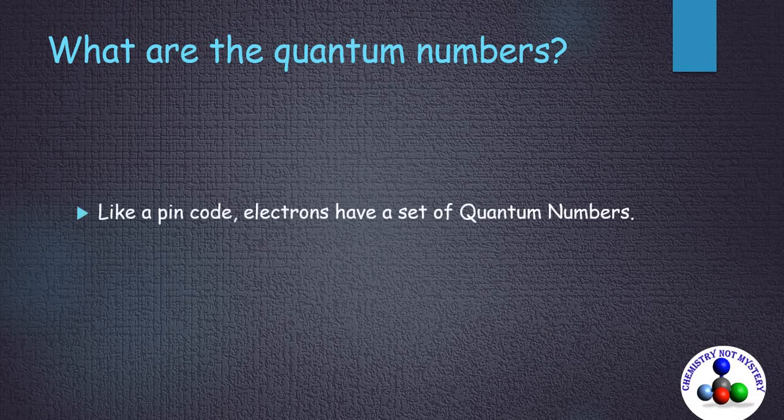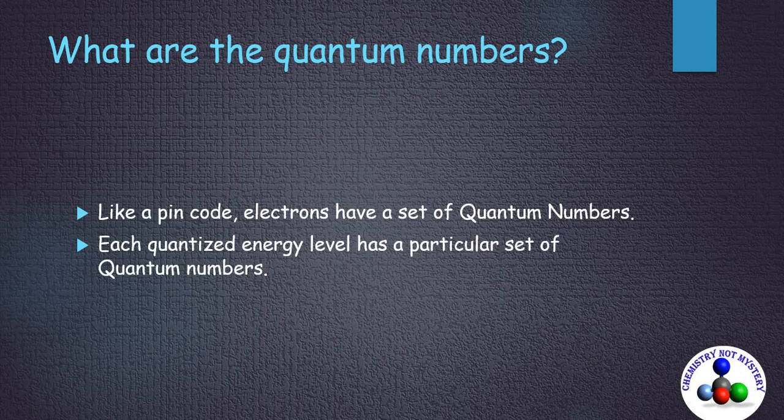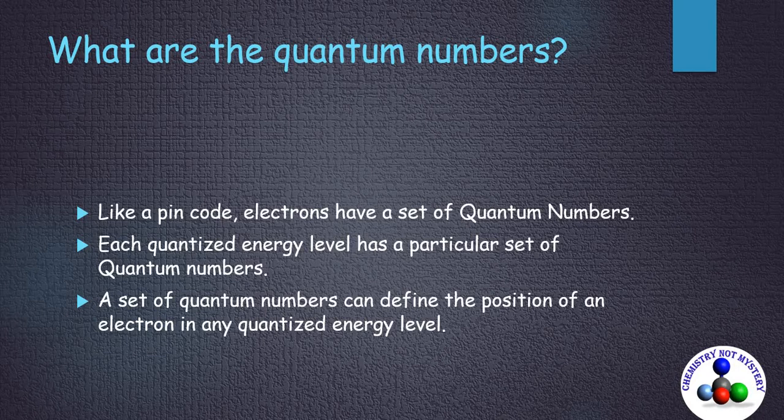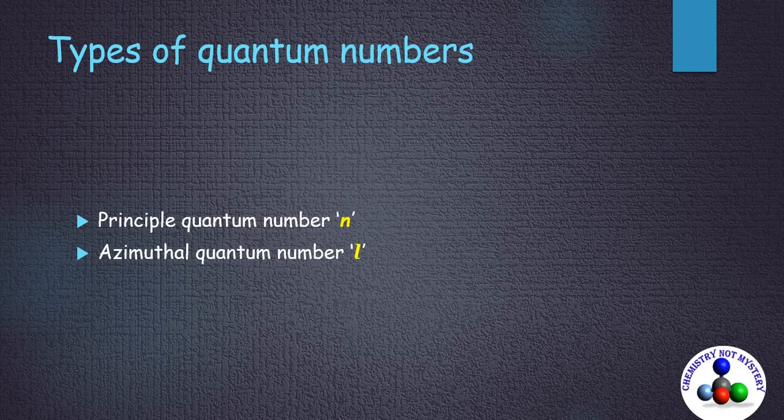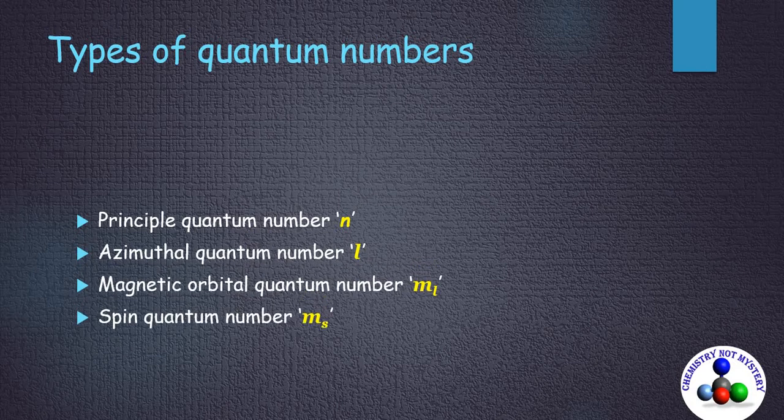Like a pin code, electrons have a set of quantum numbers. Each quantized energy level has a particular set of quantum numbers. A set of quantum numbers can define the position of an electron in any quantized energy level, as pin codes define a particular area in the country. Quantum numbers are of four types: principal quantum number, azimuthal quantum number, magnetic quantum number, and spin quantum number. I will explain each quantum number separately, then I will discuss their interrelationship.